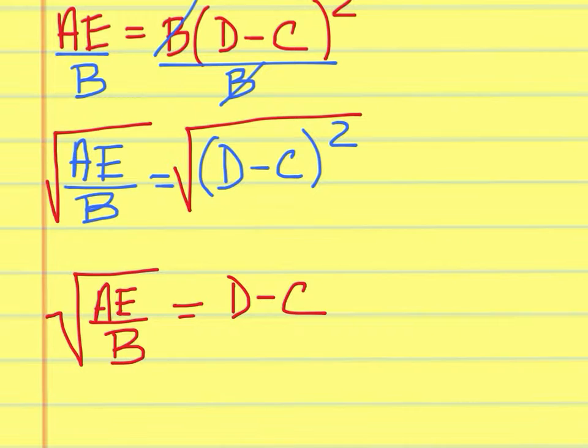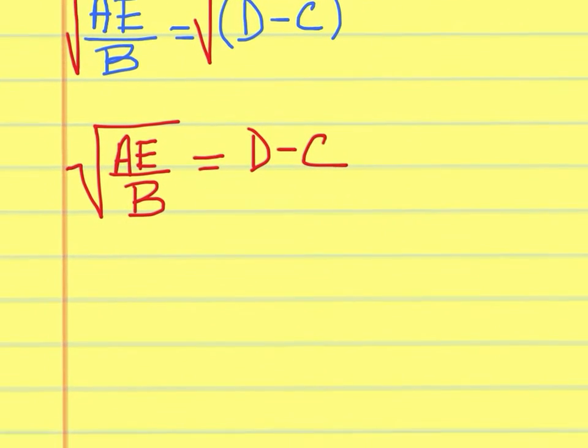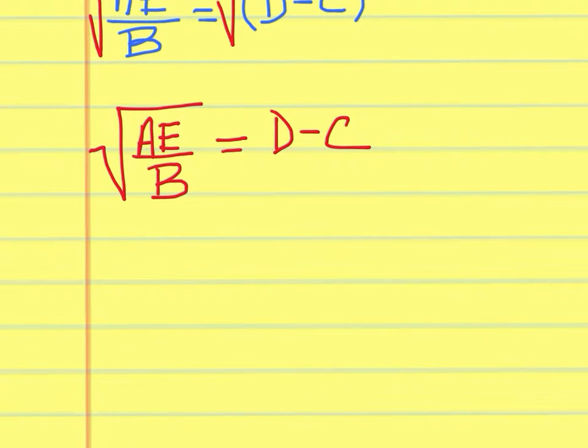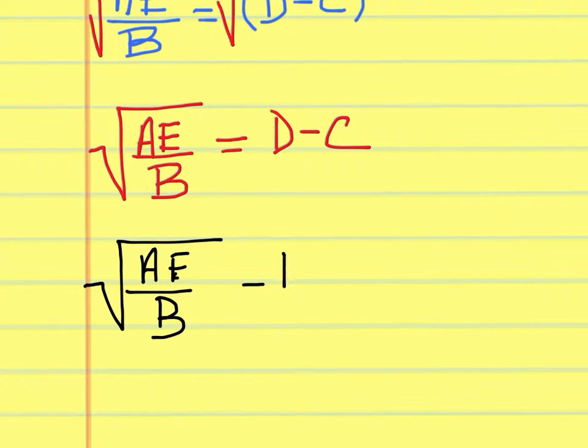Now we have to get the C by itself. To get that C by itself, I need to move this D over to this side, change the operation. So I would have the square root of AE over B and then minus D outside of that whole quantity. Do not put it under the square root sign. And then set it equal to a negative C.